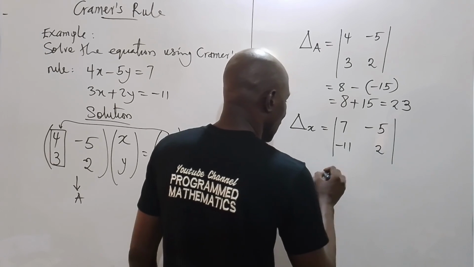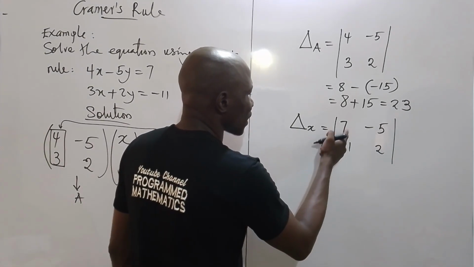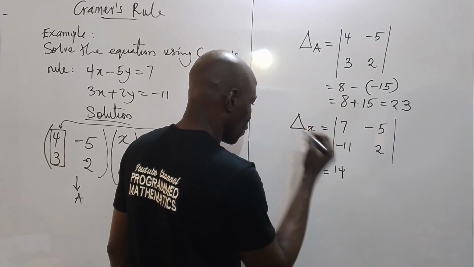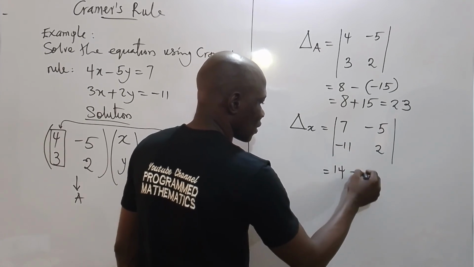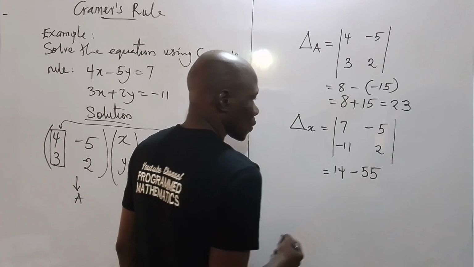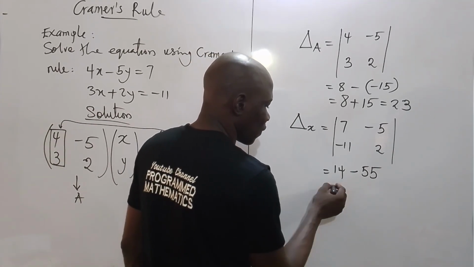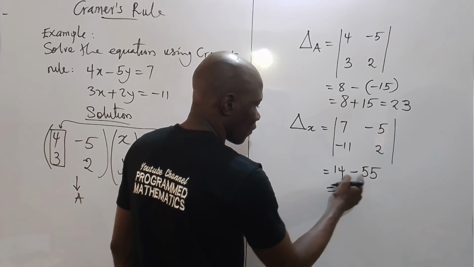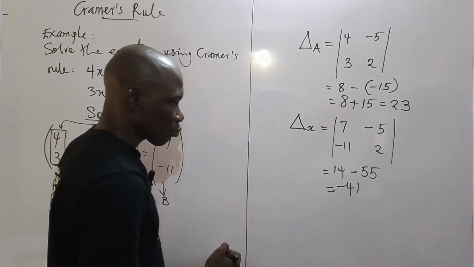So we calculate the determinant of this as well. This will give us 7 times 2, which is 14, minus minus 5 times minus 11, that is plus 55. So 14 minus 55 gives minus 41.